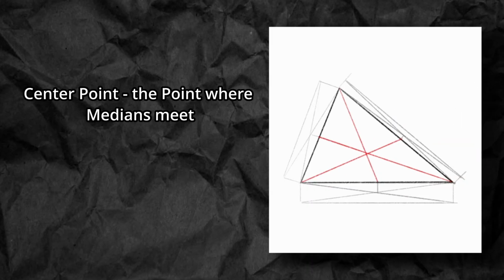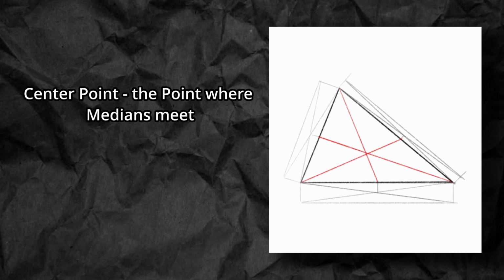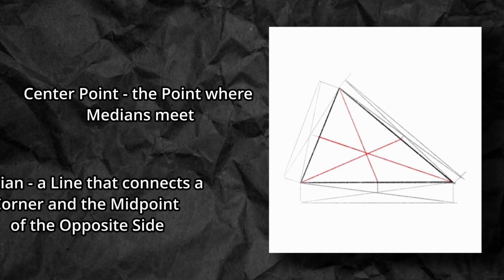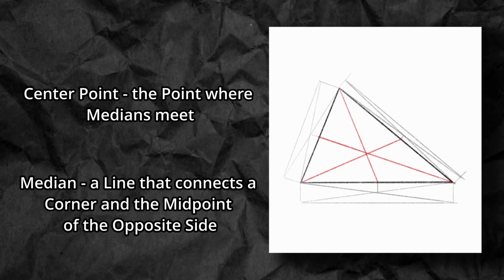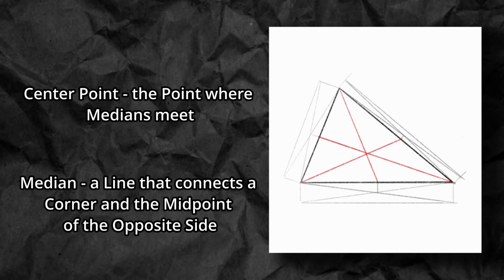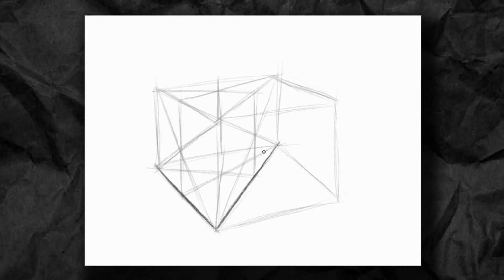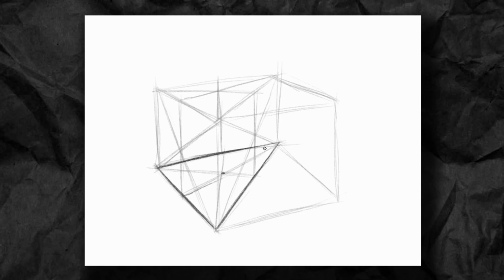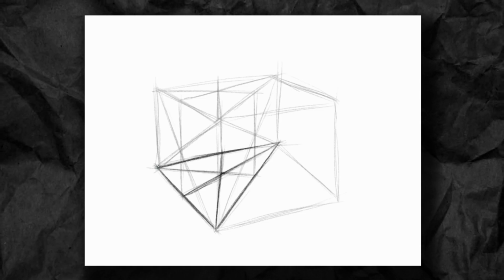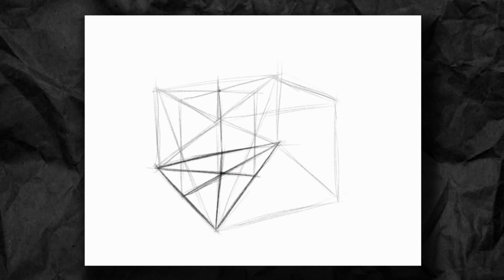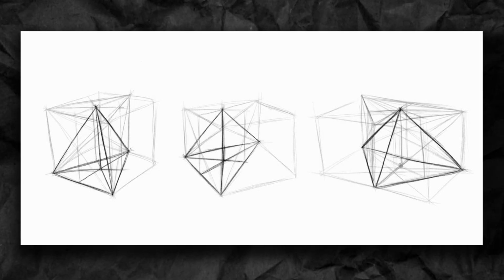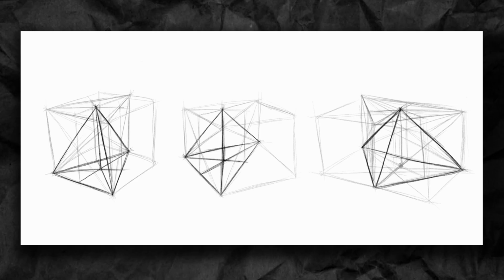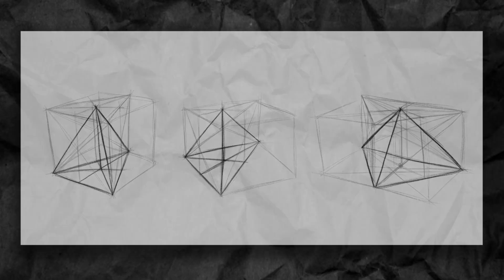Well, the center of a triangle is the point where all its medians meet. A median is a line that connects a triangle's corner with the midpoint of the opposite side. Once you find the center point, just connect one of your bases with the center of the other. You can use all four types of triangles as bases for your tetrahedron.